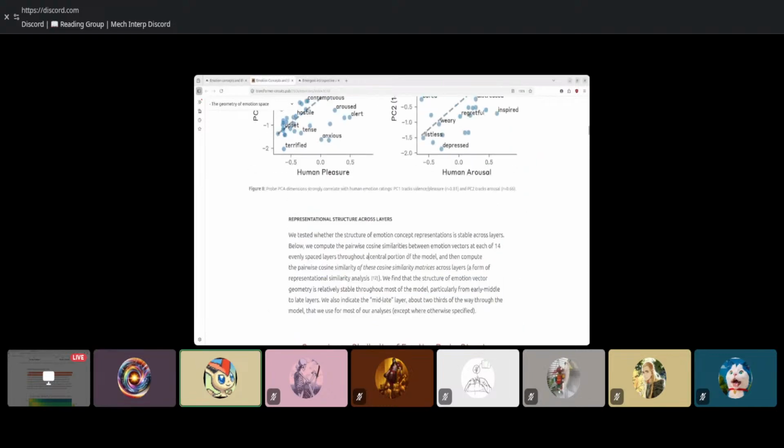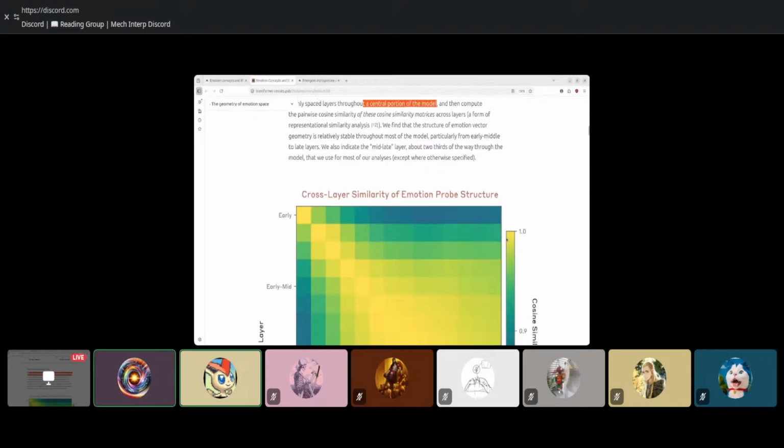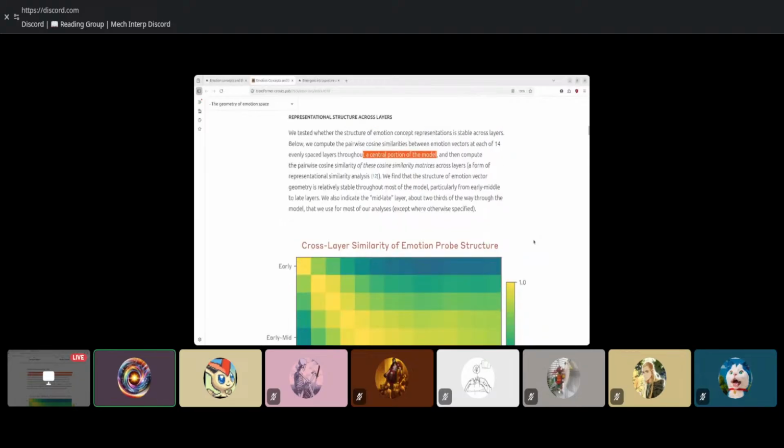No, this is the central portion of the model, and they are evenly spaced. It has more than that. It could be 5, it could be 10. If it's 10, then... I don't know. So they're evenly spaced. I see. So it's either 12 or 24 or 48.